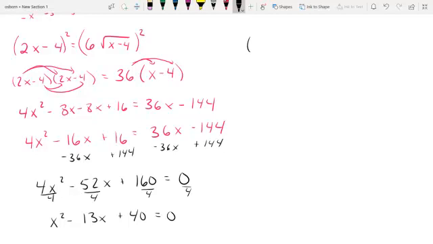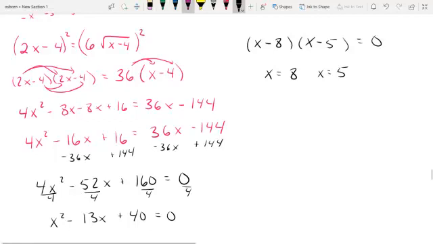So factoring this out, I've got a coefficient of 1 in front of my x squared. So I need two numbers that multiply to give me a positive 40, but add up to give me a negative 13. So they must both be negative, and that would be a negative 8 and a negative 5. So I end up with x equals 8 and x equals 5. Now once again, I want to check these to make sure that they hold true.